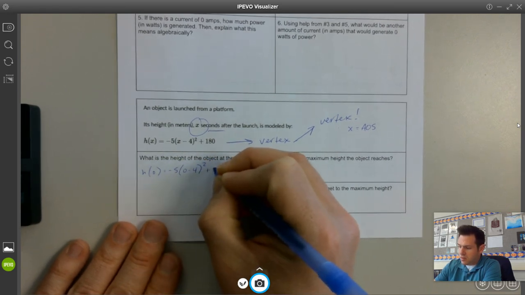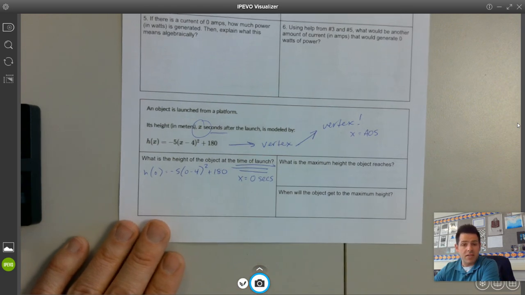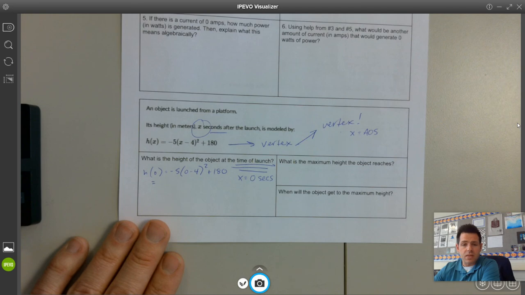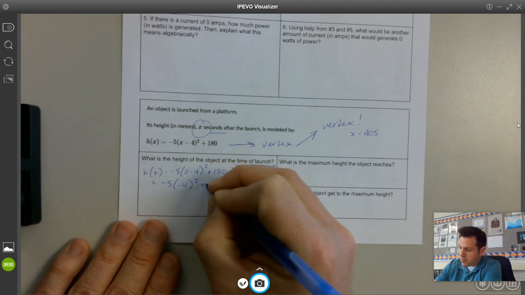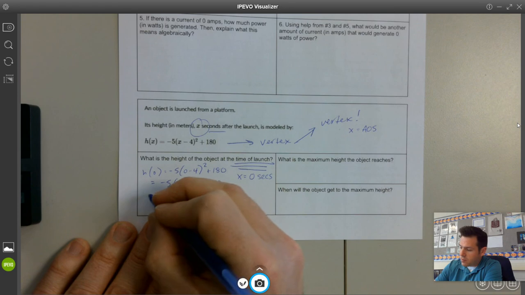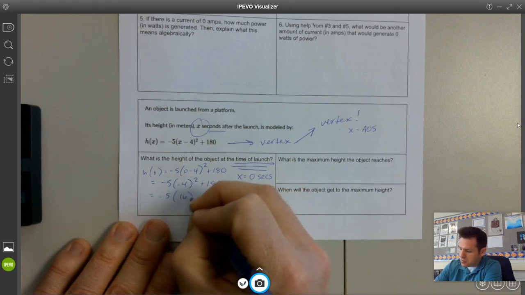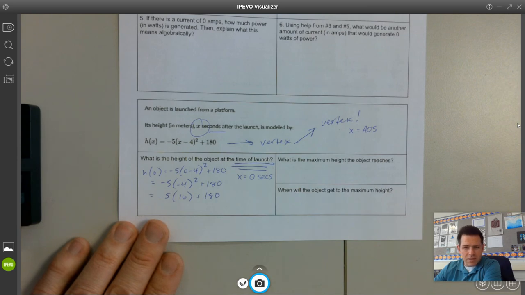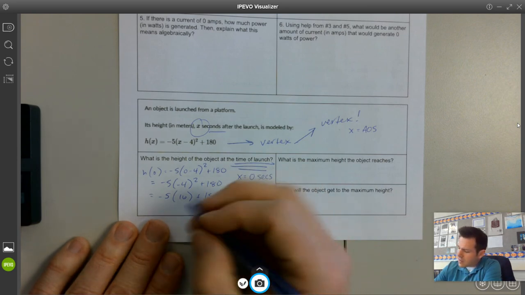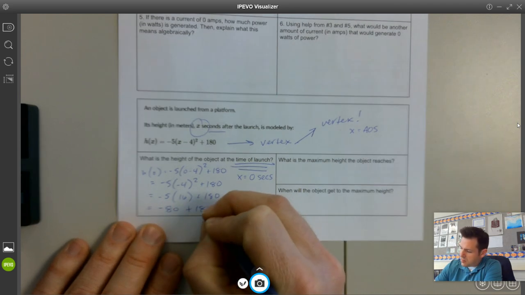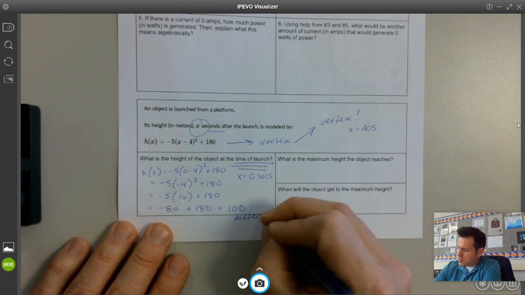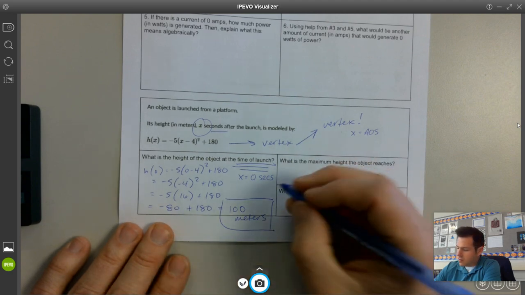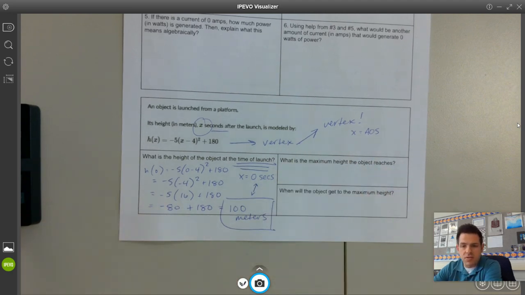So pause here to write down some of this math. Inside the parentheses, follow the order of operations in the parentheses first. 0 minus 4 is -4. Then I have to apply the exponent. So -4 times -4 would be 16. Then I got to do a little bit of multiplication. -5 times 16 is -80, I believe. Hopefully that's right. And then finally, -80 plus 180 would be 100. So at the time of launch, this object would be 100 meters off the ground, which we know is at 0 seconds, 100 meters off the ground.